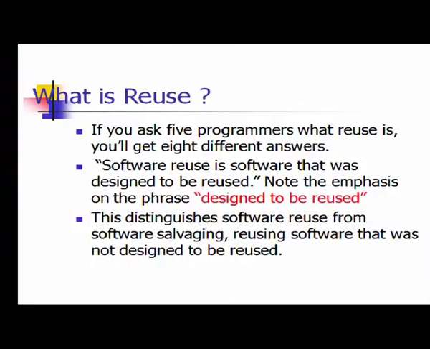What is reuse? If you ask 5 programmers what reuse is, you will get 8 different answers. It's not a joke, it's a fact. Till today we don't have a concrete idea about what exactly is software reuse outside of the lower level. I created this object, I know I can reuse it. It is usable in some other place. What we are talking about as reuse is designed for reuse: application level, system level, component level. We don't want to come down before that.